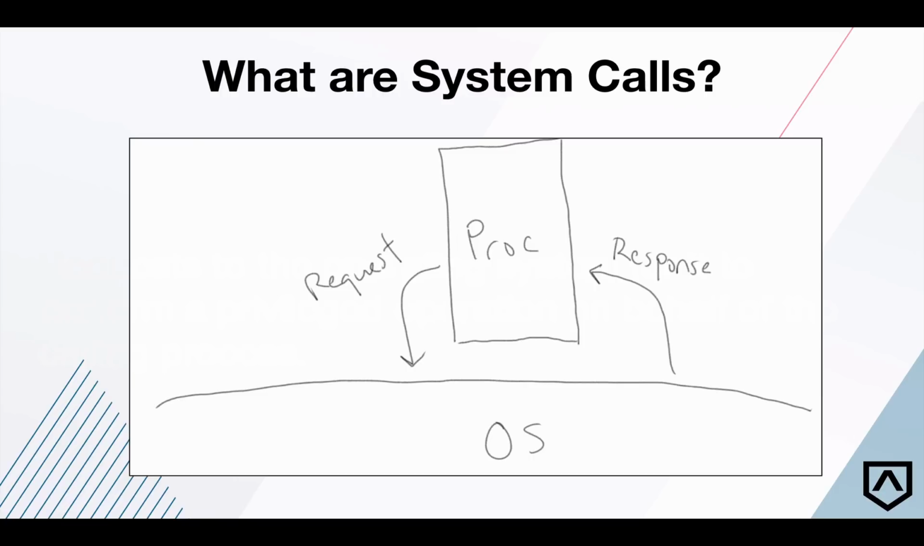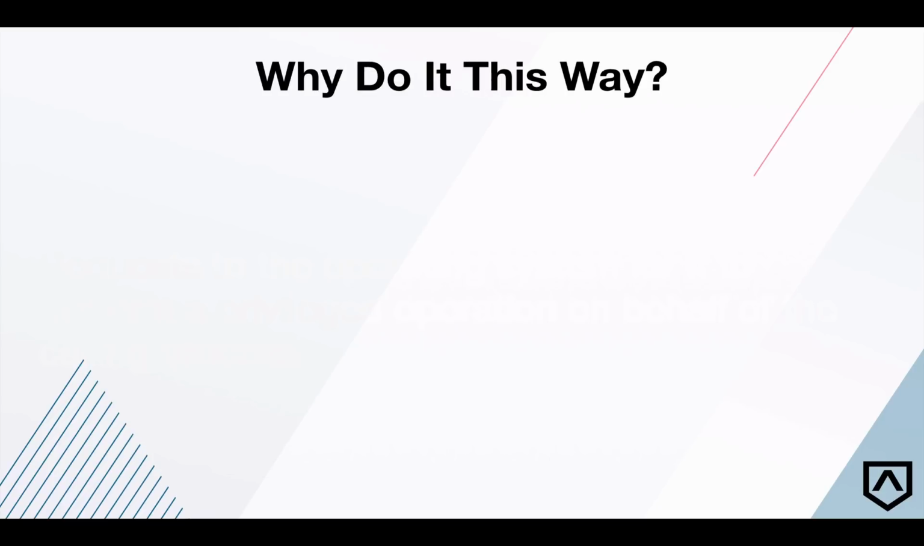And so why do we do it this way? So let's look at that question. Why do we do it this way? Because indeed it's entirely the case that doing it this way is not the most performant way to do it, right? And it's not as performant as if processes were just allowed to perform these privileged operations themselves, right?